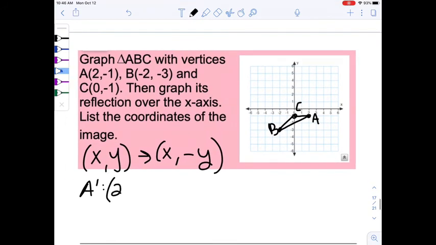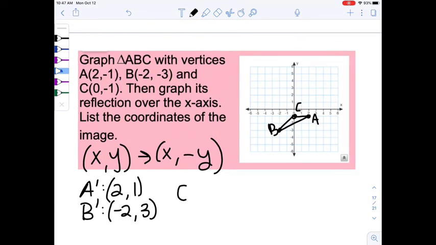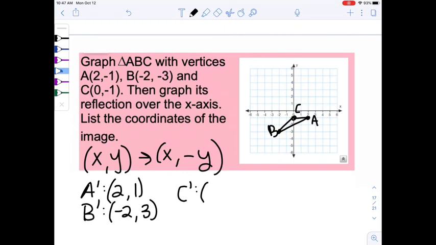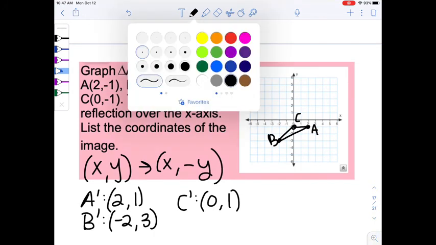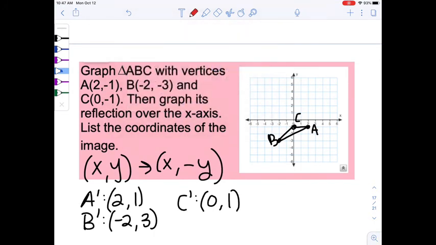So every point would be x and then the opposite of y. So for A prime, we keep our x of 2, and then the opposite of -1 is +1. For B prime, we keep our x value of -2 and take the opposite of -3, which is 3. And for C prime, we keep our x value of 0 and take the opposite of -1, which is +1. And then I'm going to plot these points. So A prime is at 2, 1. B prime is at -2, 3. Make sure you're labeling. And then C prime is at 0, 1.